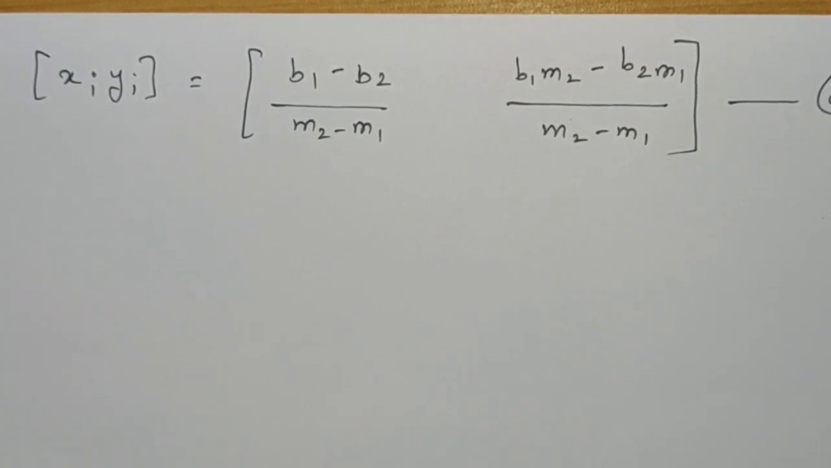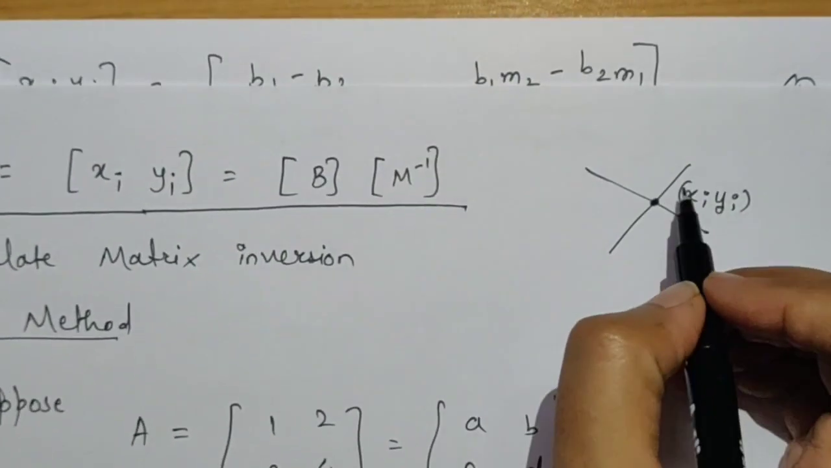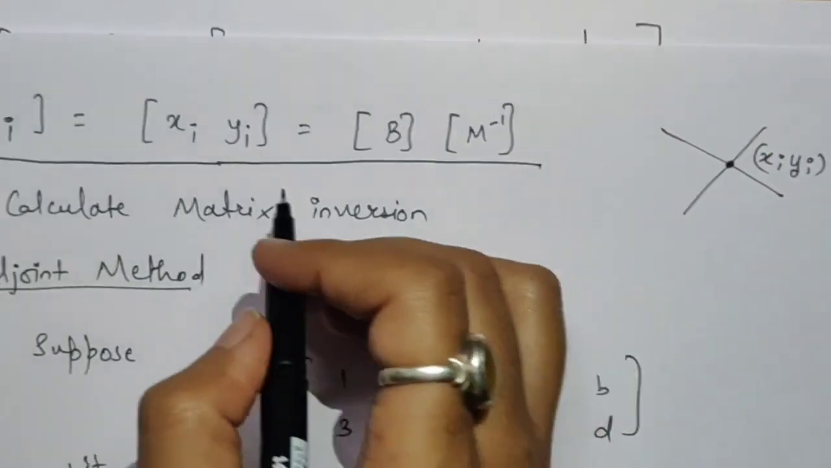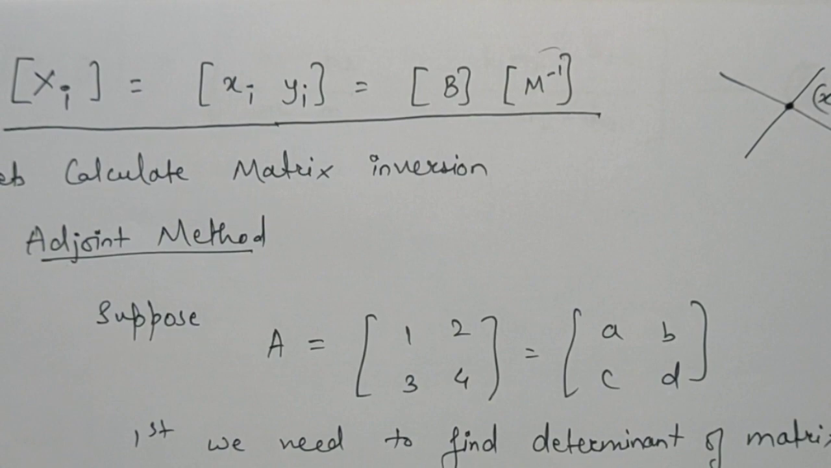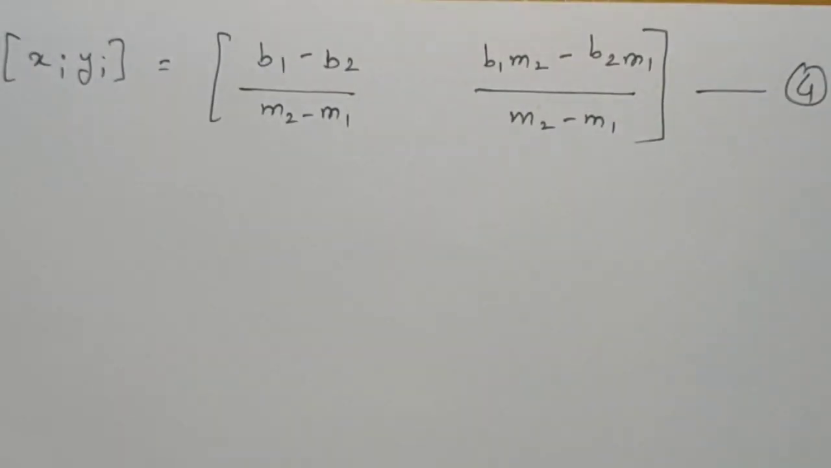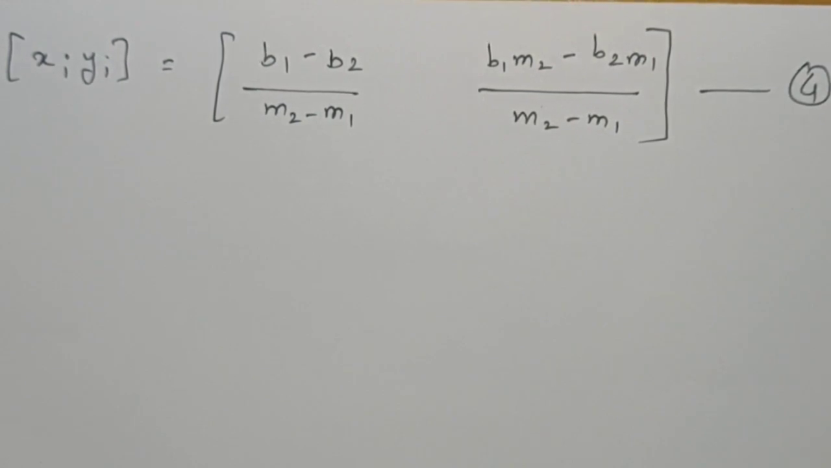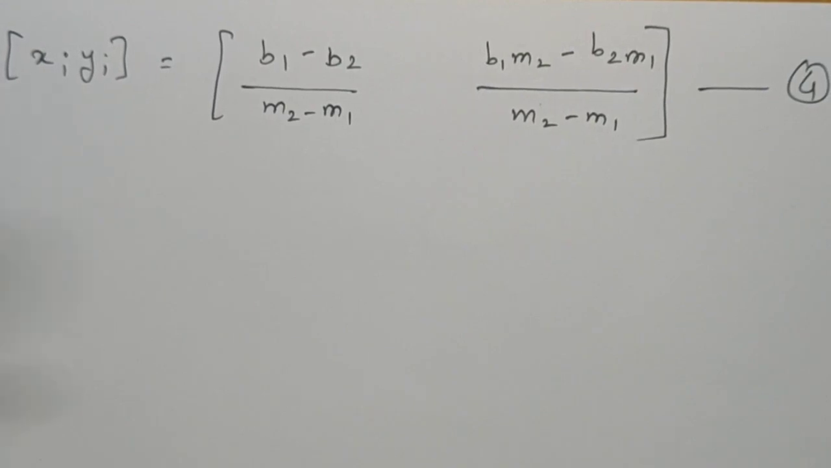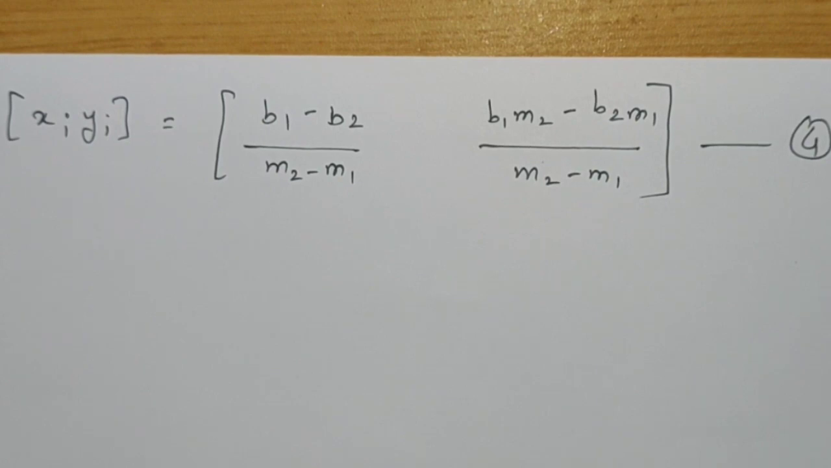We calculated xi yi by this formula. I have shown here that this is the intersecting point, which we call xi yi. So the formula is b into M inverse. We already got M inverse, and we just multiplied it with b1 and b2, so we got this equation. Now using the y-intercept and slope of the two lines, we can identify the intersection of the two lines.